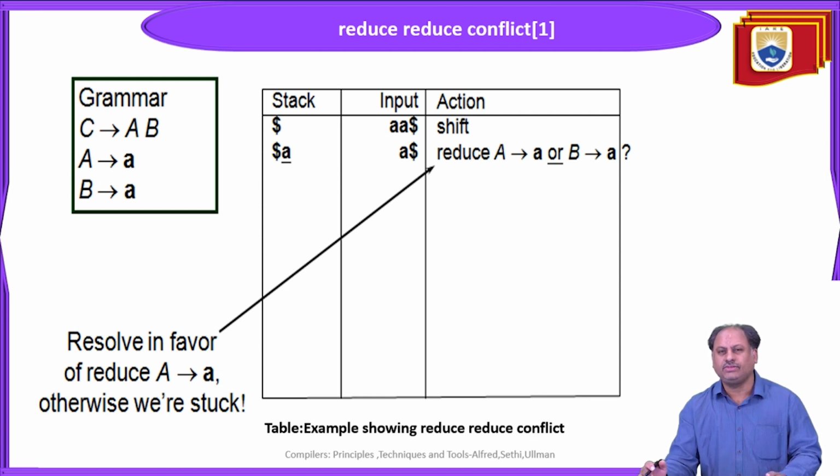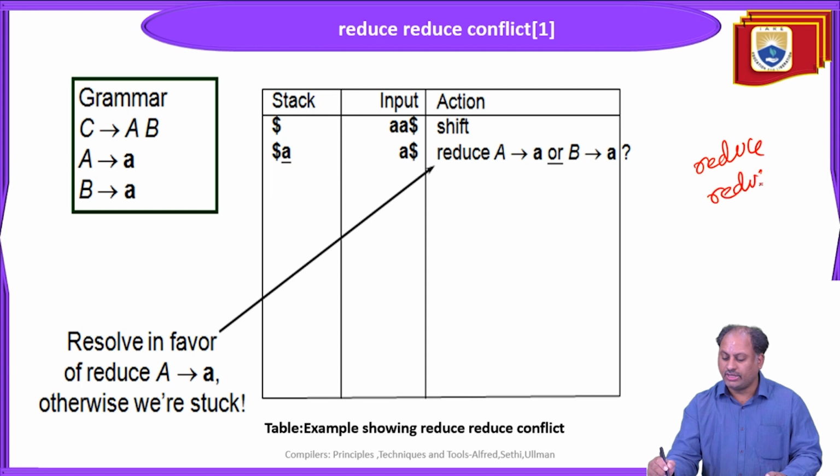Now the second one is reduce-reduce conflict. The second case is reduce-reduce applying. This is the first grammar, second symbol, third rule: C derives AB, A derives small a, B derives A. Now what is the input? We have to process small a, small a.